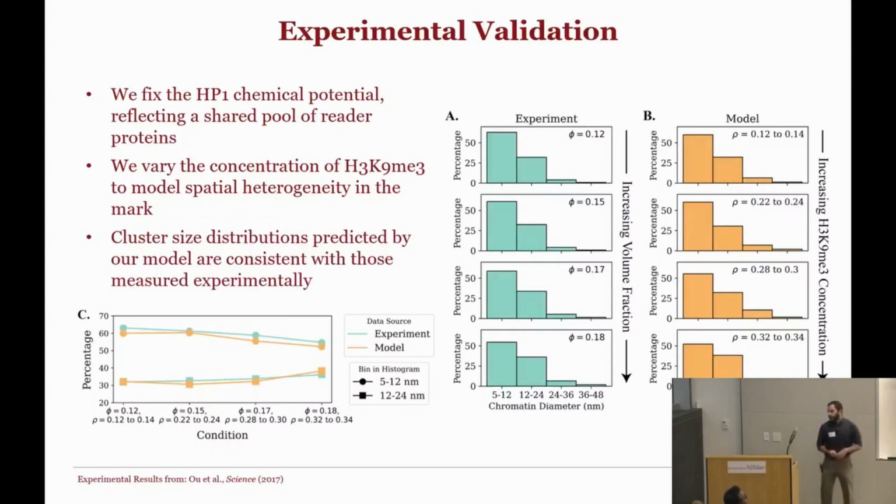So in the histograms in cyan, we see the cluster size distributions that were measured from images generated by ChromEMT. And on the right, we show the cluster size distributions generated by our model.